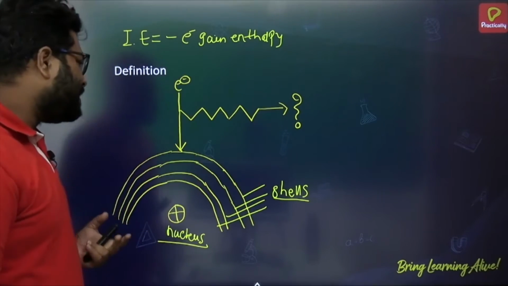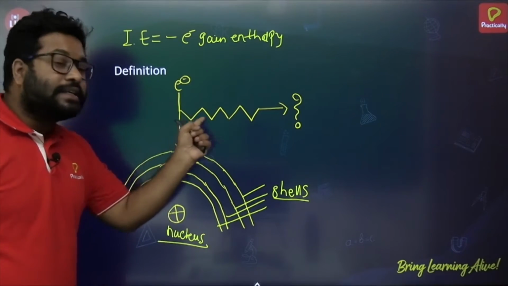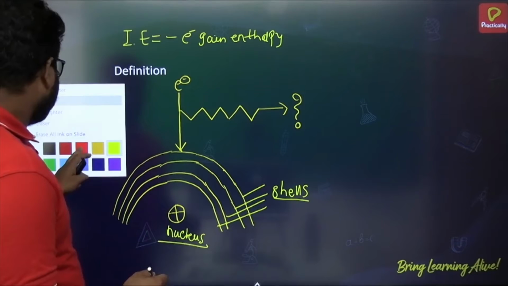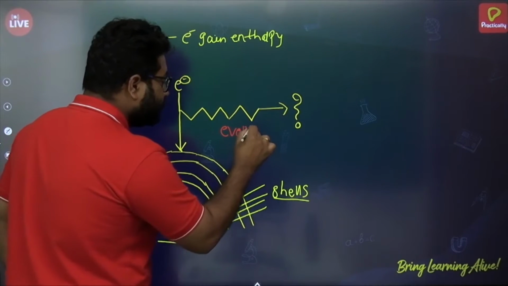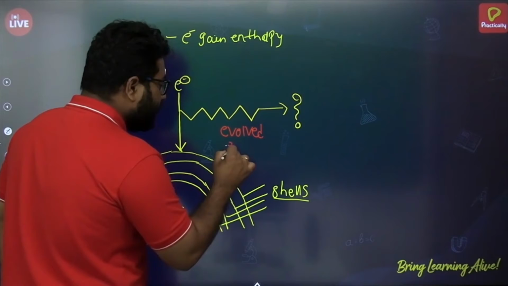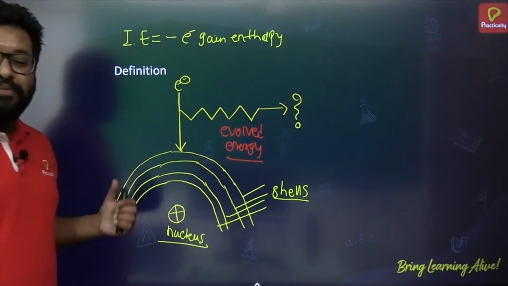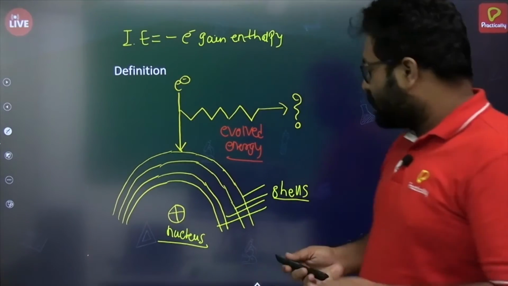You can see this diagram where electron is getting added here. What you are getting here, this energy is getting evolved. This is your evolved energy. That is why I put it like that. So that's the definition.